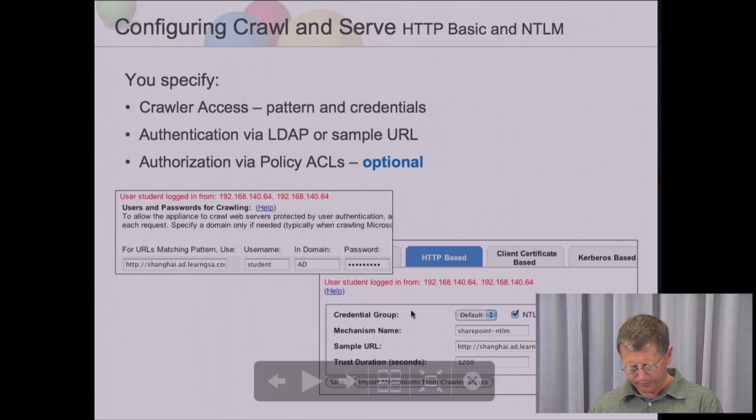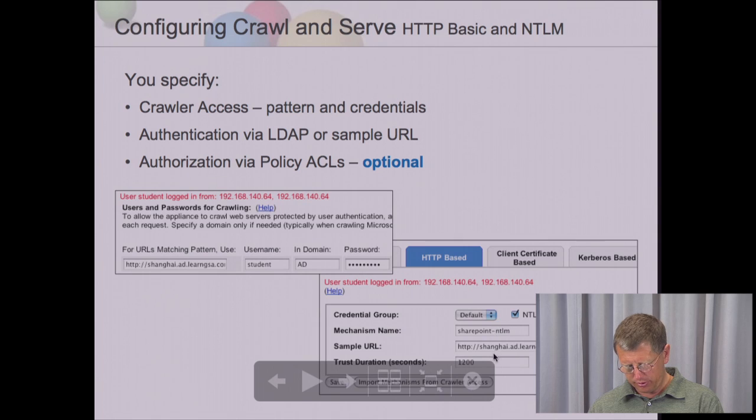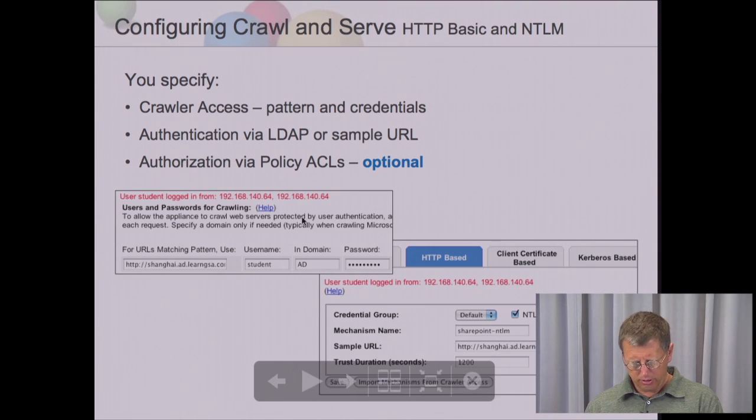When it comes time to serve the content, we'll set up on the authentication mechanisms page, there's a tab called HTTP basic protocols, and we'll identify a sample URL and give it a mechanism name and set a timeout. The search appliance will use the sample URL to authenticate the user at search time. So this is the crawler setup, this is the serve setup.